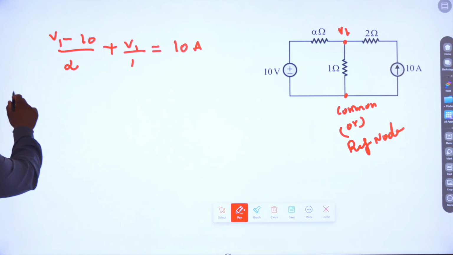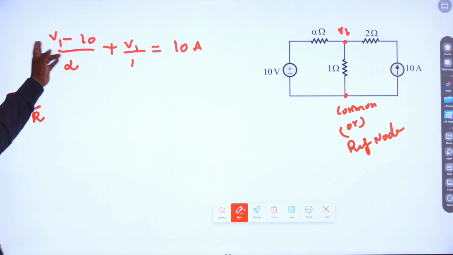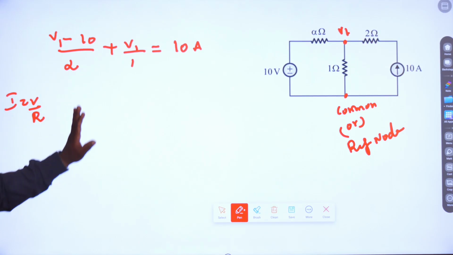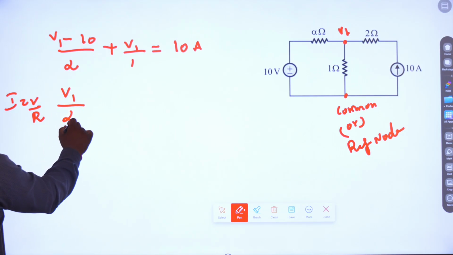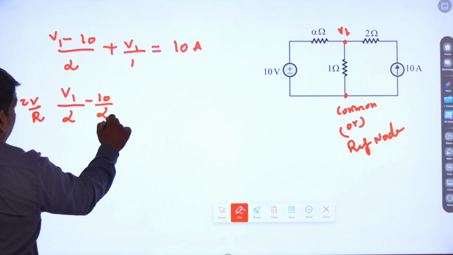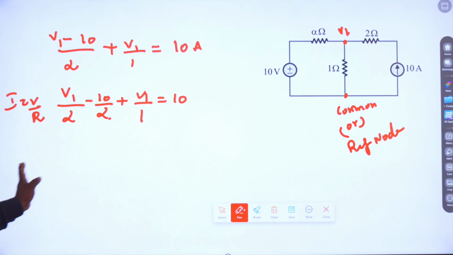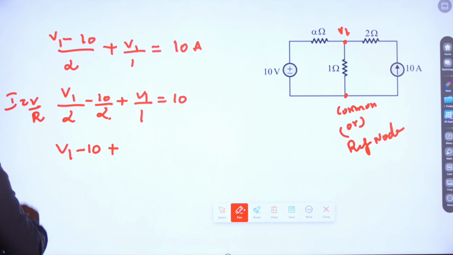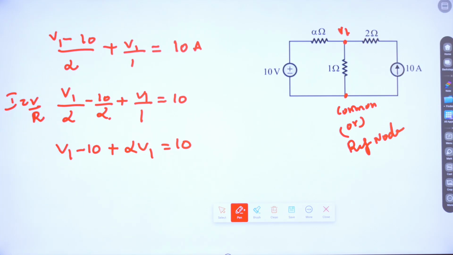Okay, we already know that current I is equal to V by R. That's only Ohm's law relations, and these equations also represent Ohm's law. If you simplify these equations, we can find the value of the node voltage V1 as well as alpha. So V1 divided by alpha minus 10 divided by alpha plus V1 by 1 is equal to 10. If you simplify this, we get V1 minus 10 plus alpha V1 is equal to 10.